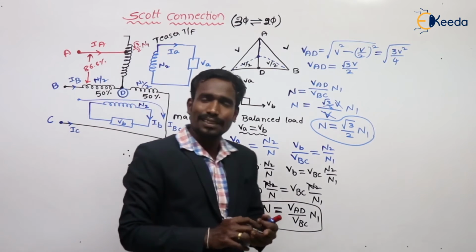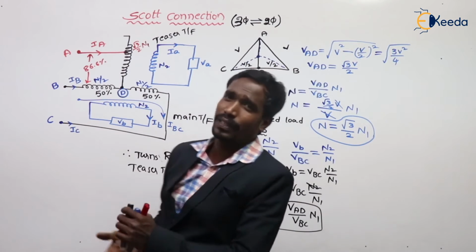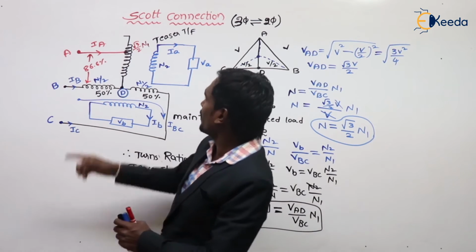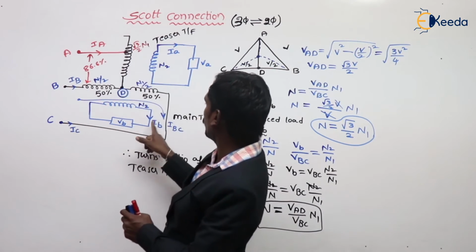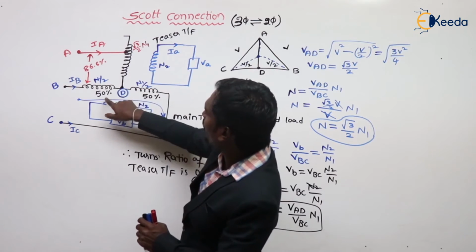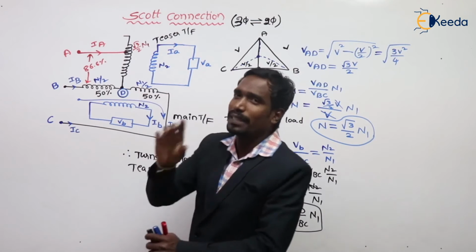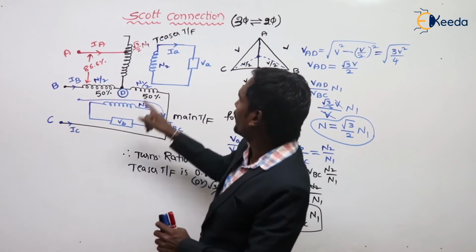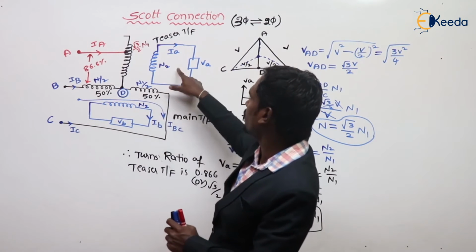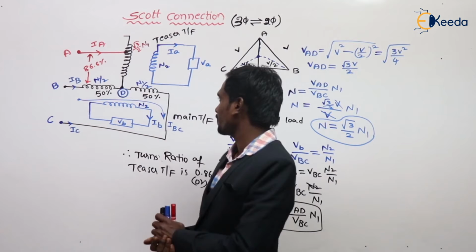Okay, what I said to you, listen carefully. Scott connection is nothing but the conversion of three-phase to two-phase or two-phase to three-phase. Here we have two identical transformers. One transformer is called the teaser transformer, one transformer is called the main transformer. The teaser transformer cuts the main transformer in 50:50 ratio. That's why the two primaries are displaced by 90 degrees. And here two secondaries are connected to a two-phase load. These two secondaries are also displaced by 90 degrees.